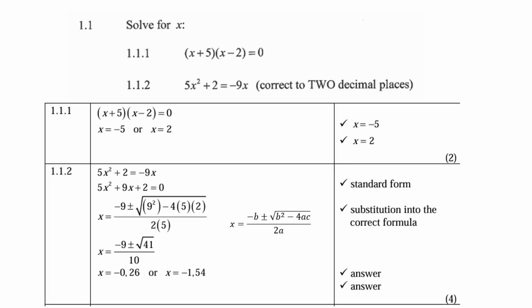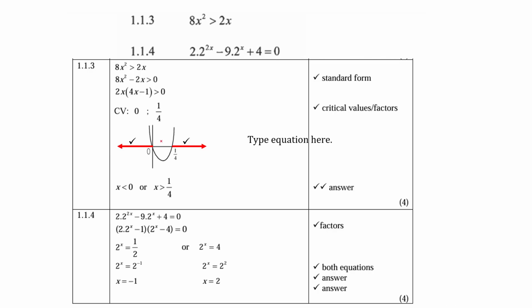So we all can see that a is 5, b is 9, and c is 2. So do your substitution, use your calculator, round off to two decimal places, and the first answer is x = -0.26, or x = -1.54.